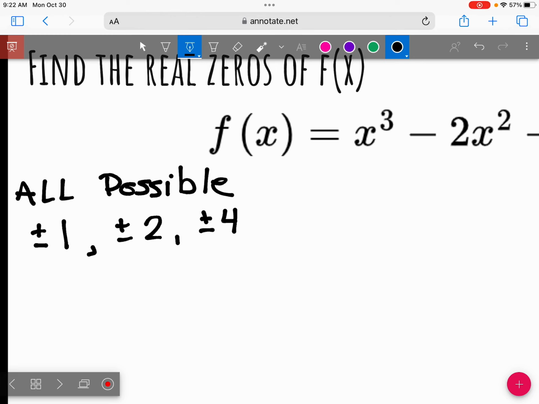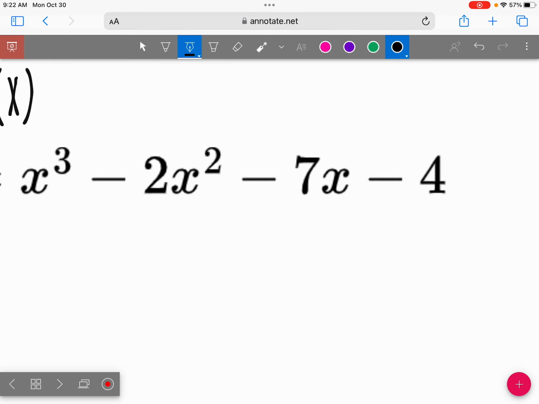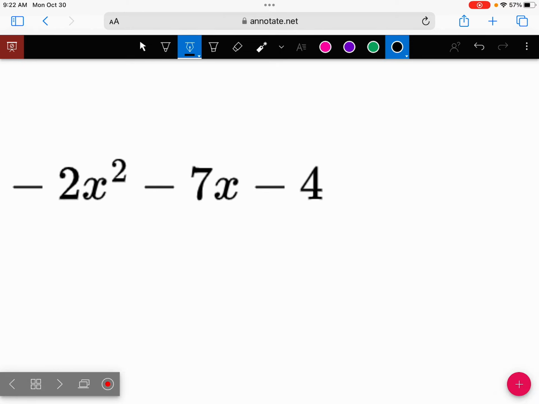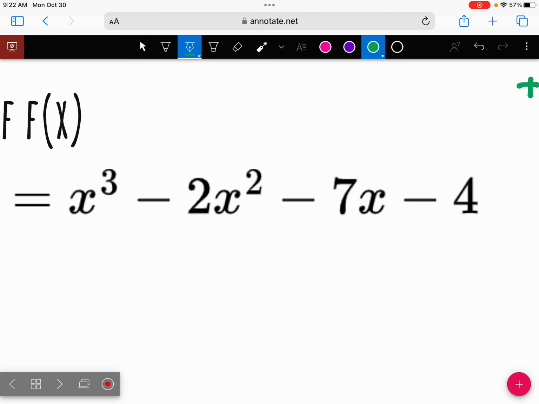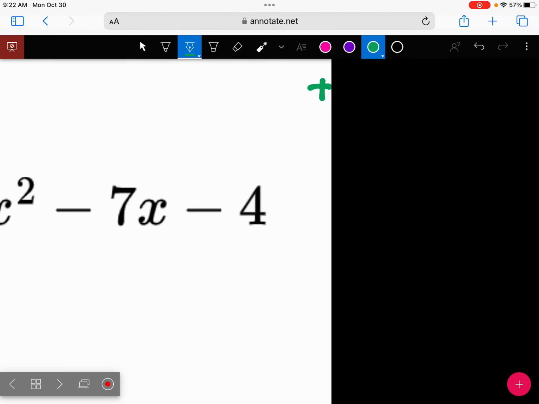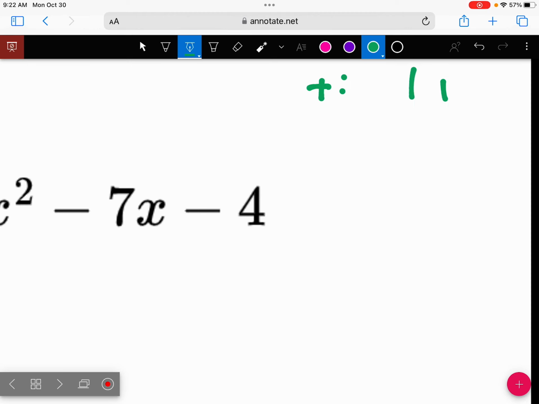So we're going to start by seeing if we can narrow down. And we're going to do Descartes, what we did on Friday, how many positive changes, how many negative changes. So for our possible positive real roots, how many do we have? 1, because there's only 1 sign change here. So 1 positive root.